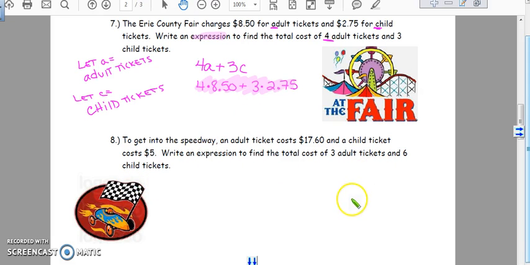Okay? To get into the Speedway, an adult ticket costs $17.60 and a child ticket costs $5. Write an expression to find the total cost of 3 adult tickets and 6 child tickets. So again, we're going to recopy this let statement from up here. So let A equal adult ticket.